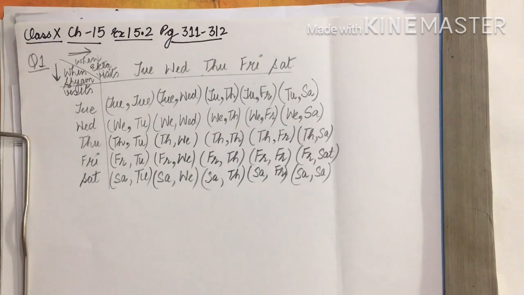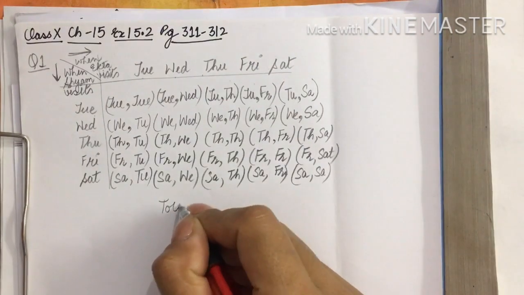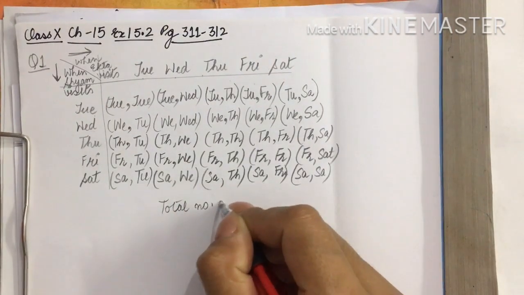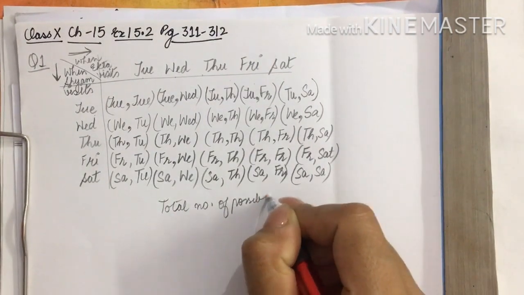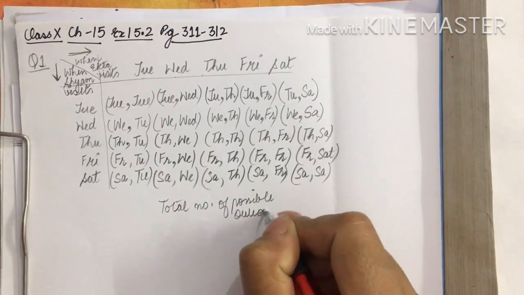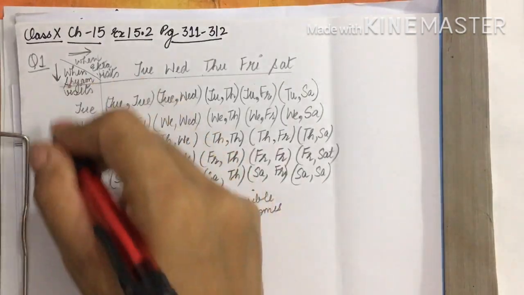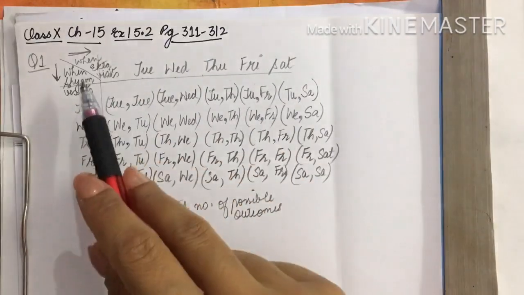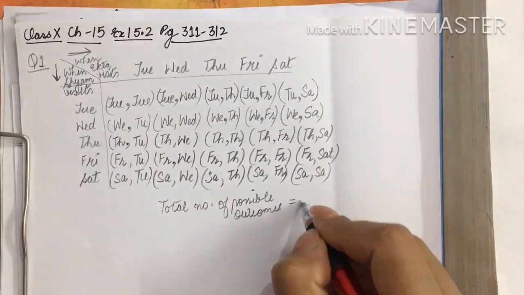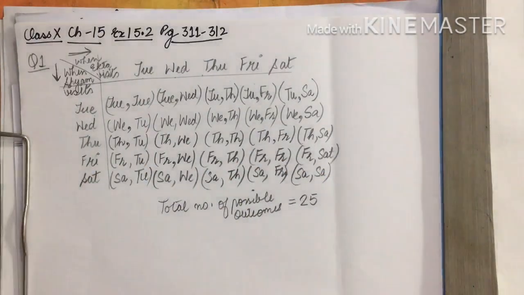So I have completed the table and I have obtained my sample space. So how many possible outcomes are there? 5 outcomes for Sham and 5 outcomes for Ekta combined together give me a total of 25 outcomes.